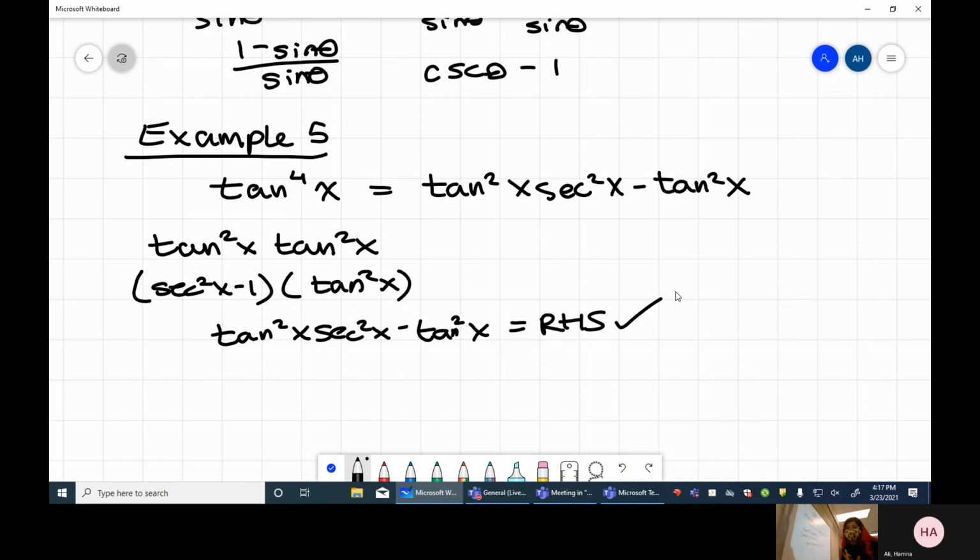And that's all the examples I have for now. I hope this helped you guys understand kind of how we use our trig identities in verifying them, how we go about these proofs. And I hope you have a great day.